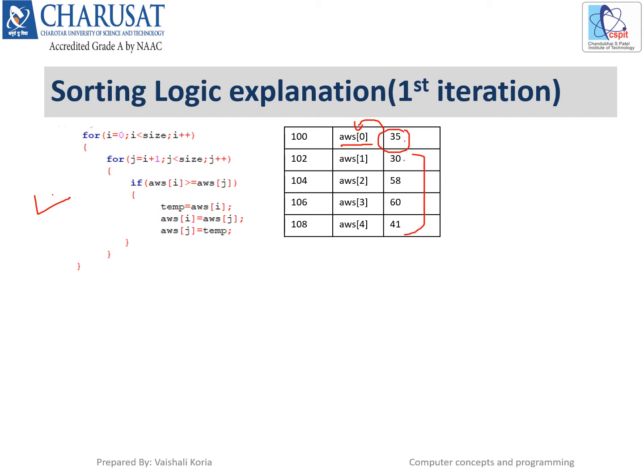If the first element is greater than the next element, then we have to perform the swapping, because in ascending order the minimum element would be at the top, right? So we check the two elements, first and second. The first one is greater than the second one, so we apply the swapping logic. So 30 would be placed here and 35 would be here.